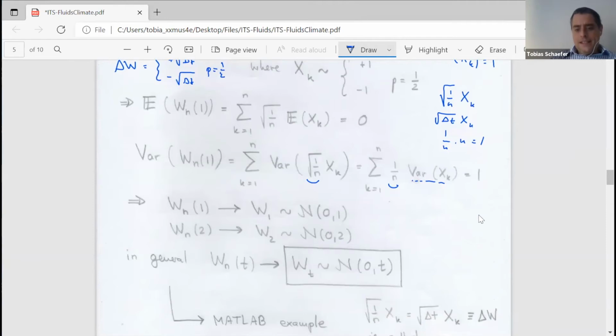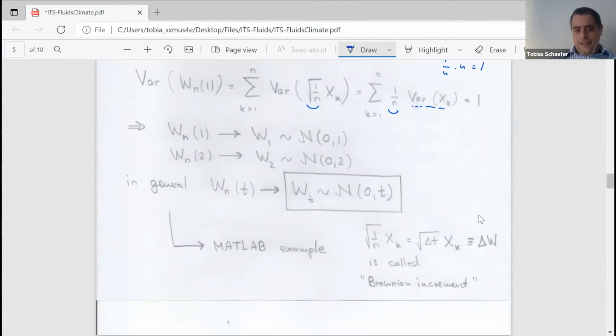So again, if you go up to time 2, you of course will have a little bit of a broader distribution. It becomes normal with mean 0, variance 2. In general, the variance of Brownian motion just increases linearly with t. Okay. Any questions up to this point?